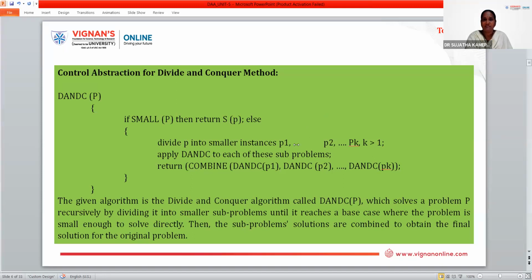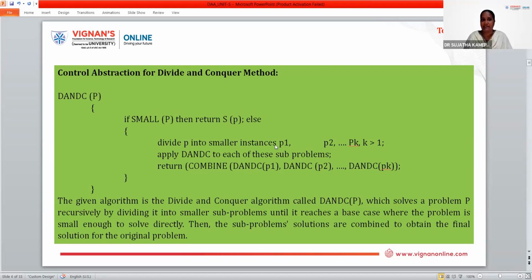P1, P2, P3, and so on, Pk. Now recursively apply the divide and conquer algorithm to each of these subproblems P1, P2, P3, and so on, Pk. Combine the solutions obtained from the subproblems using the combine function. So here the combine function is used to combine the solutions which we are obtaining from P1, P2, P3, and so on, Pk.